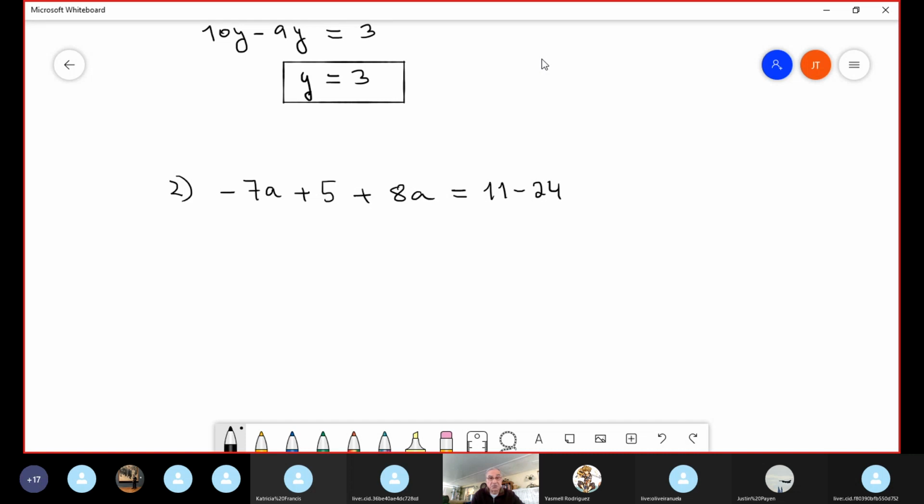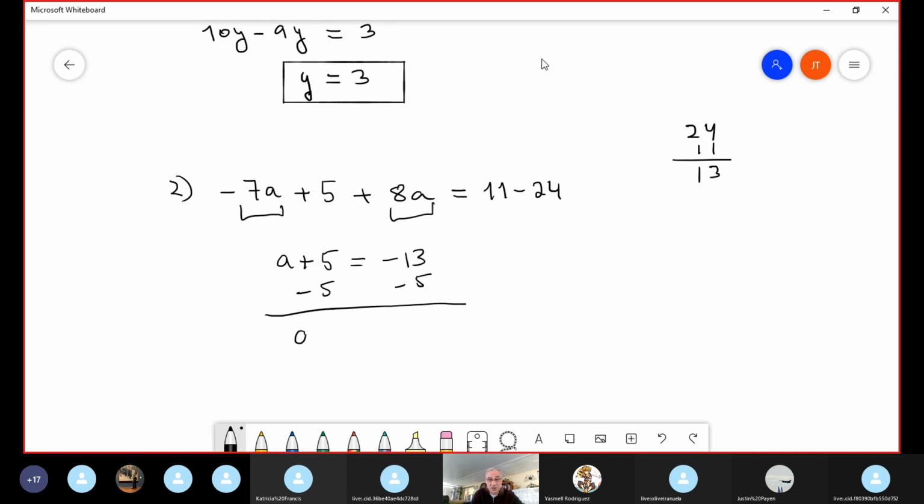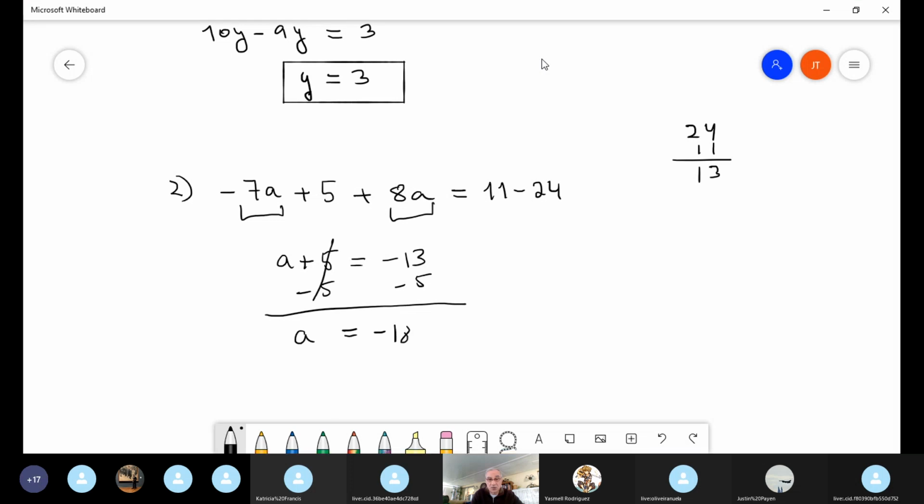So we can recognize here like terms. 8 positive and 7 negative is 1a. And 24 minus 11: 11 is positive, 24 is negative. Subtraction, 24 minus 11 is 13, no? But it's negative 13 because you put the sign of the bigger number, which is 24. Finally, subtracting 5. Guys, we can do it in that way, subtracting 5. Okay, bring down a, this is 0, and it's negative 18.